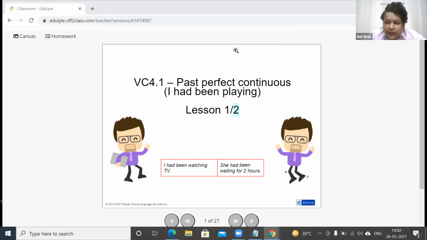So today we'll be doing a small topic on our tenses. Our topic would be past perfect continuous. This means some activity.